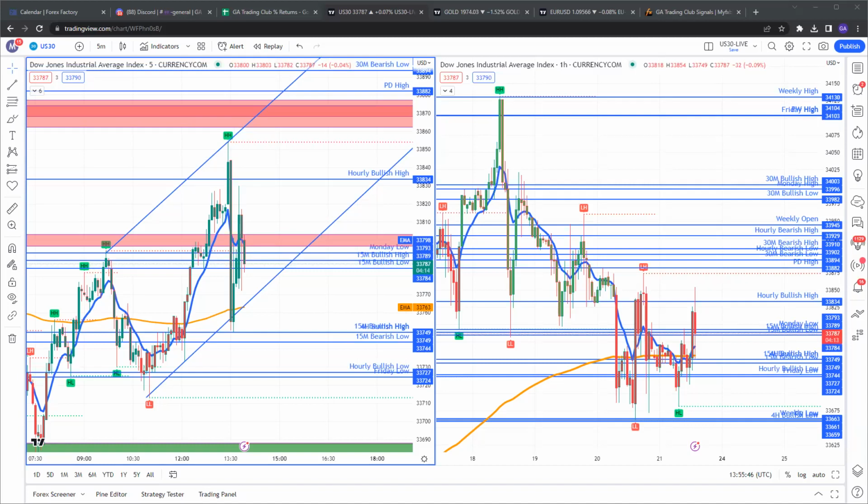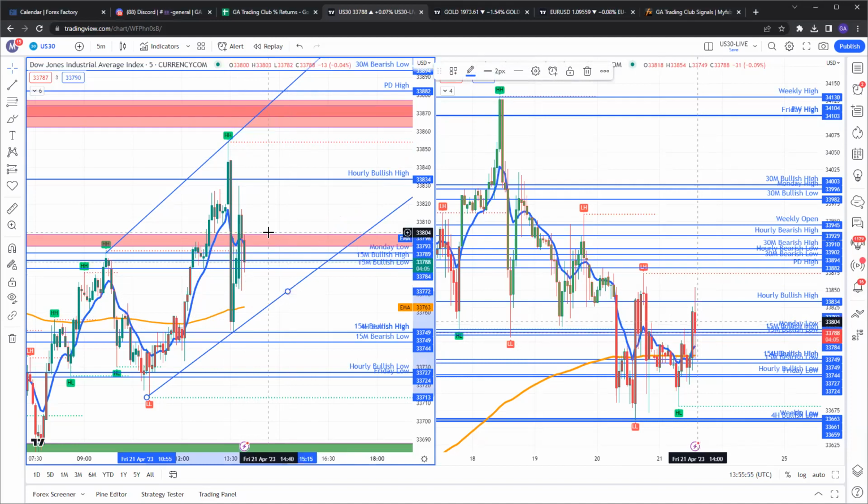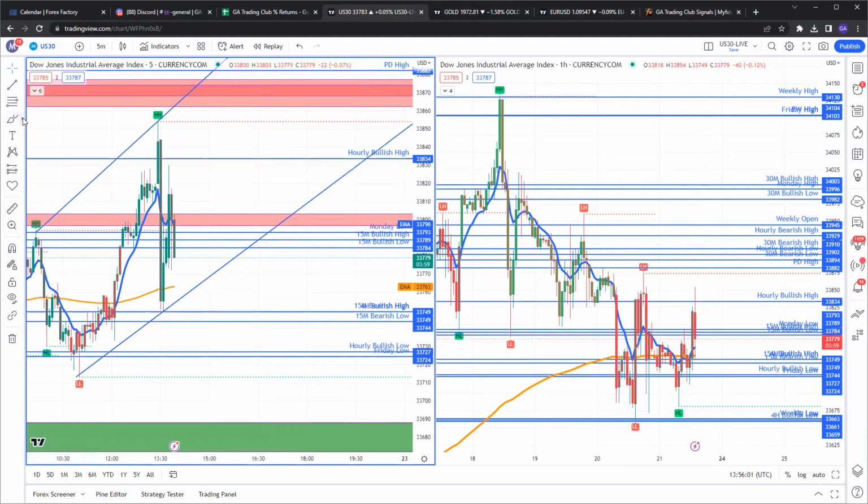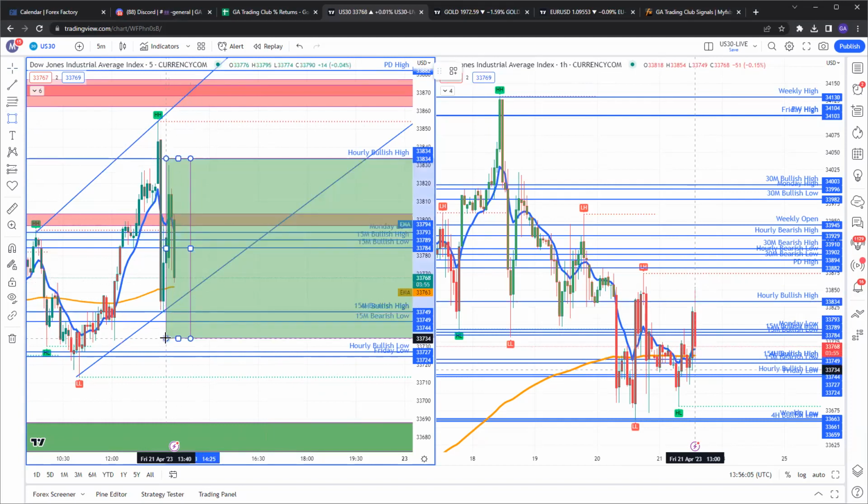So definitely US 30 is in an uptrend. We need this to be established as a high low on the 5-minute. And then if we get a retest of this trend line and closure above, we can catch a buy. And keep in mind, we are also in an hourly bullish high and bullish low here.